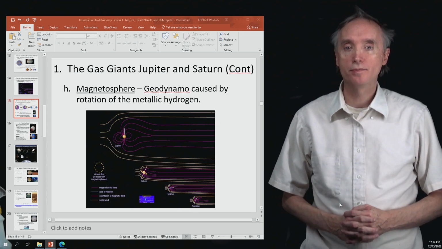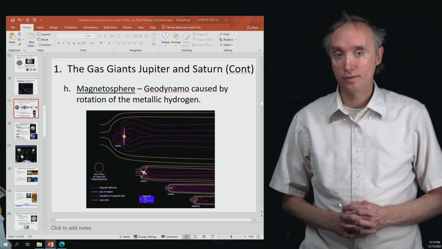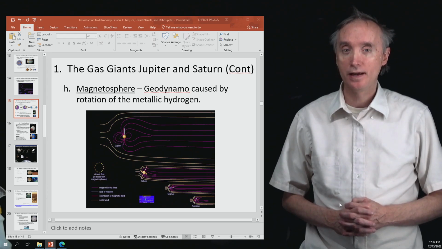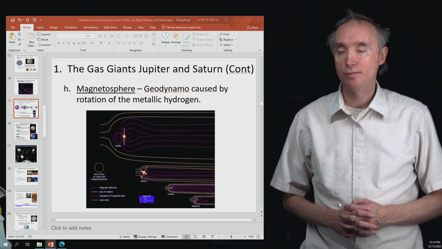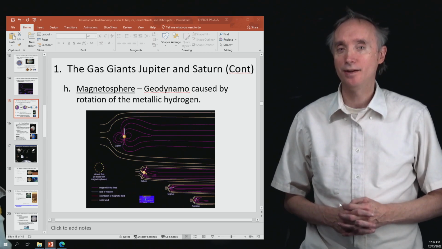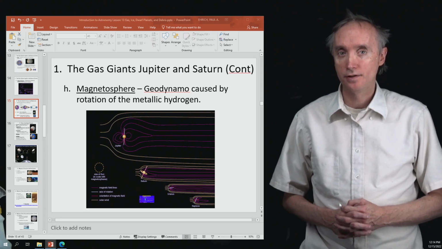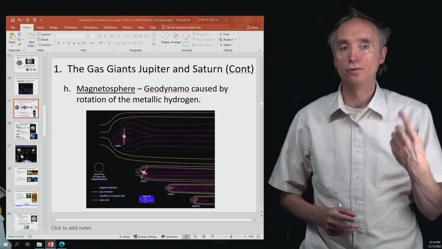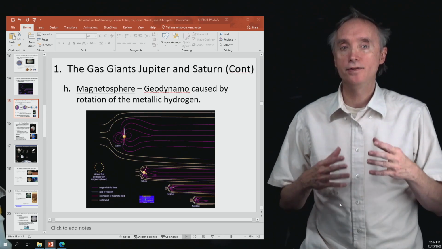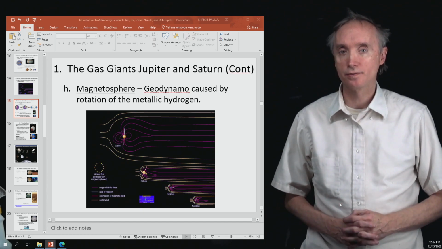Jupiter also has a magnetosphere. So let's go back to the Earth, and we said the Earth also has a magnetosphere. And that was a geodynamo, and it was caused by liquid iron and nickel in the outer core of the Earth. So as this liquid iron and nickel goes around and around, because the Earth is spinning, that is creating a geodynamo that causes Earth's magnetism.